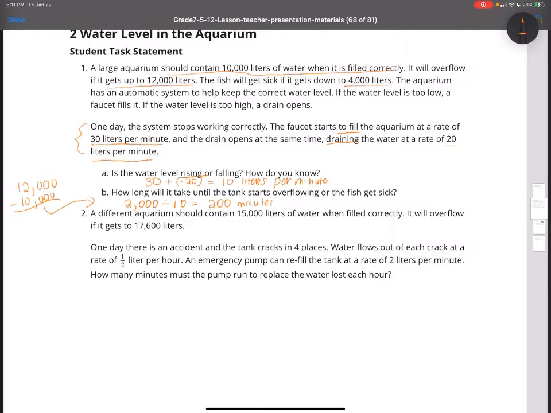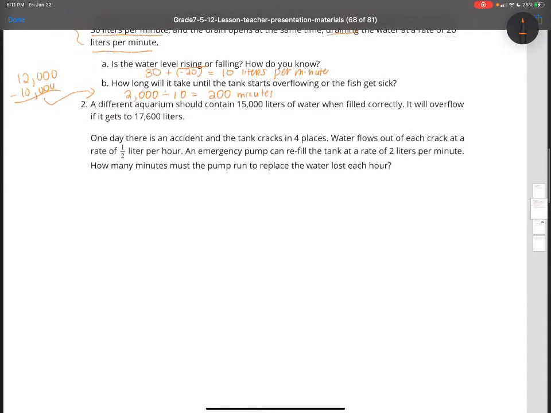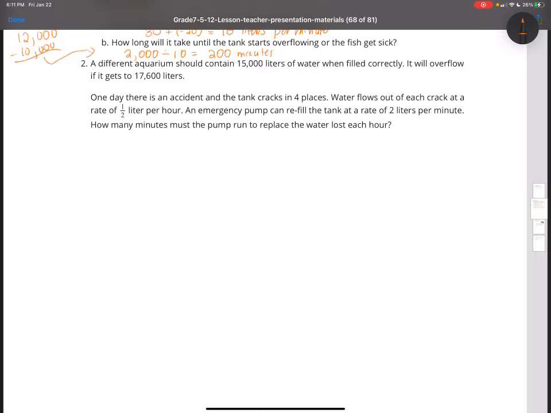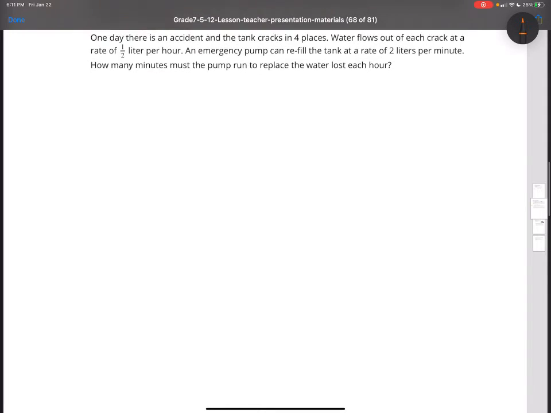All right, let's look at the next question. It says a different aquarium should contain 15,000 liters of water when filled correctly. It will overflow if it gets to 17,600 liters. One day there is an accident and the tank cracks in 4 places. Water flows out of each crack at the rate of a half liter per hour. An emergency pump can refill the tank at a rate of 2 liters per minute.